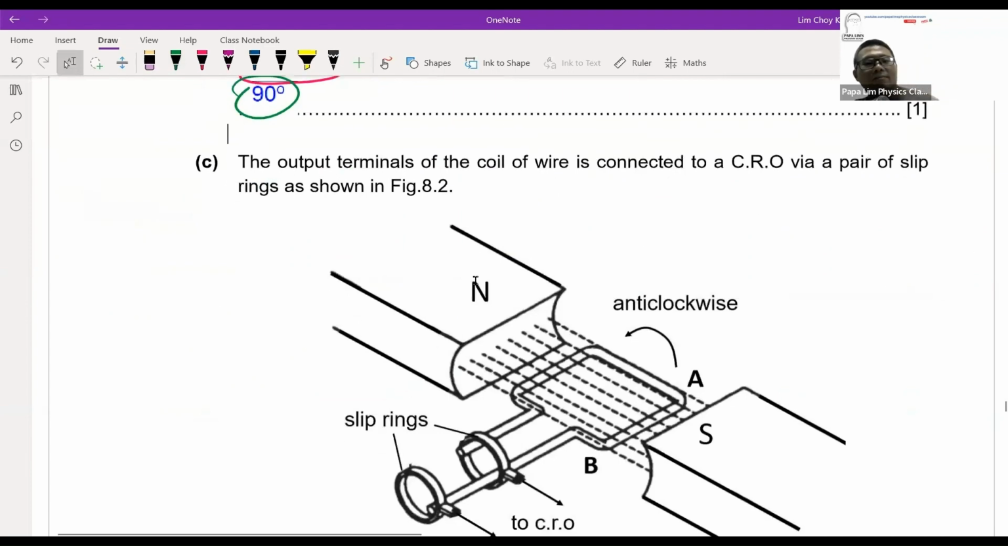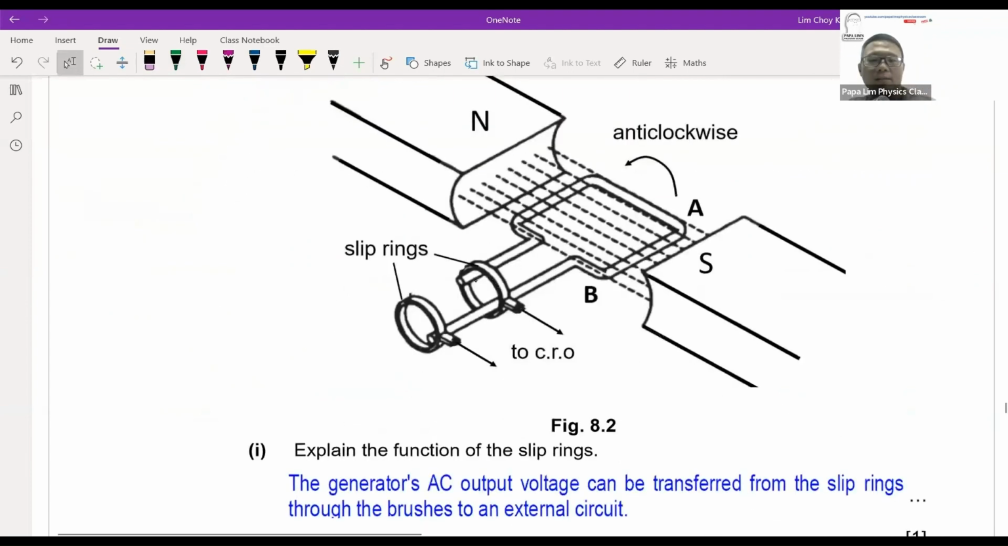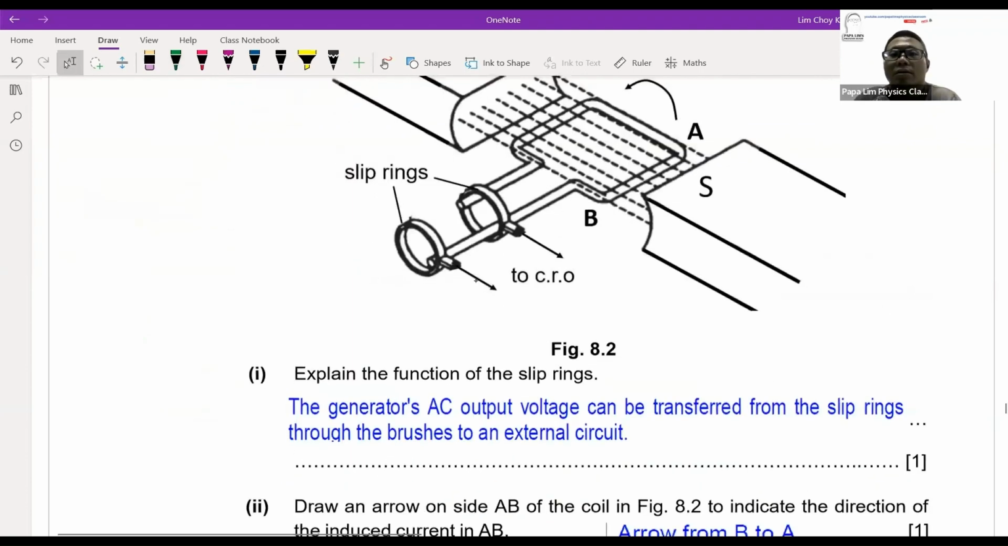Now, what's the function of the slip ring? Okay, the slip ring is the standard answer for AC. I would say for an AC generator, the standard parts, the labeling: what's the function of the slip ring, what's the function of the carbon brush. For a DC motor, what's the function of the split ring, what's the function of the carbon brush. These are the components that we have to take note of.